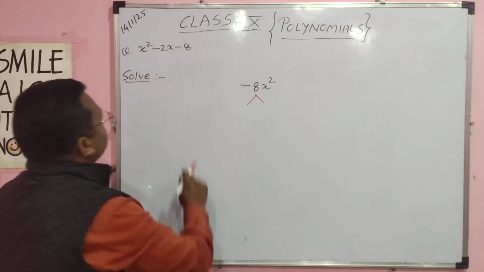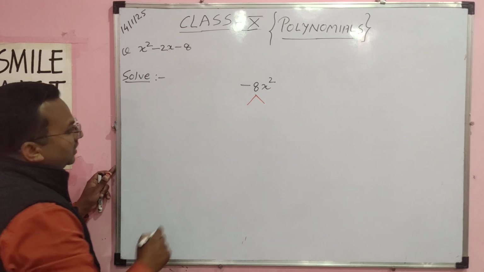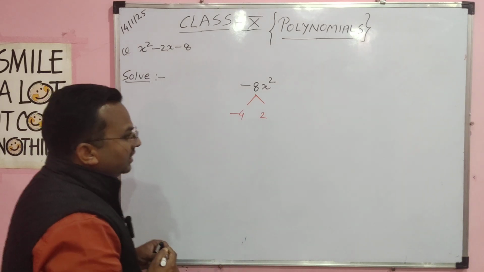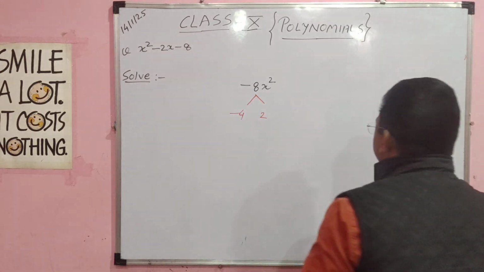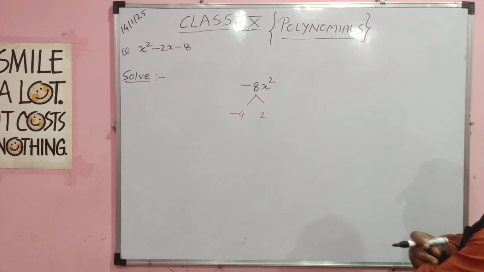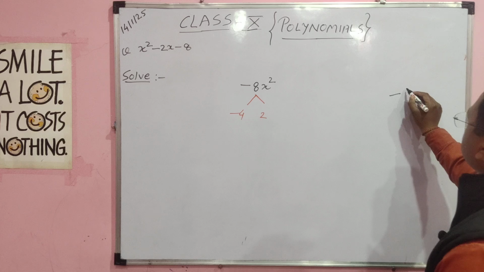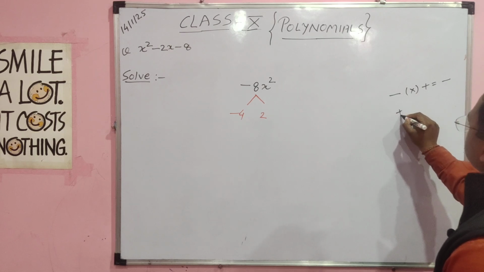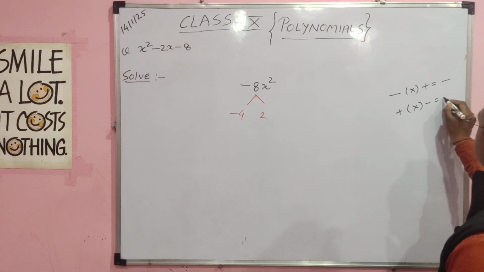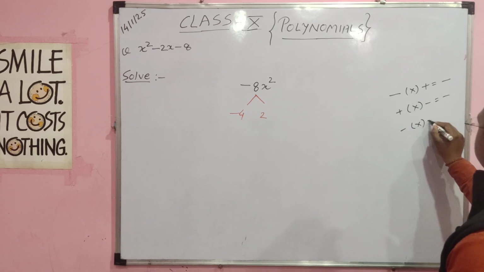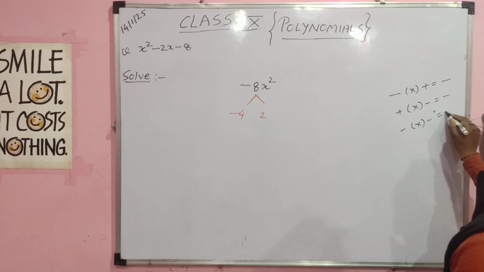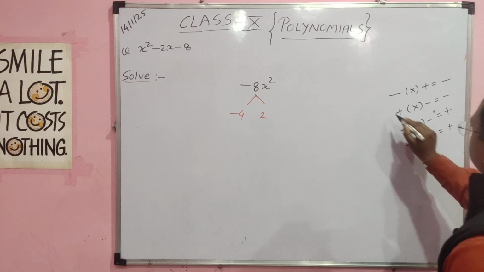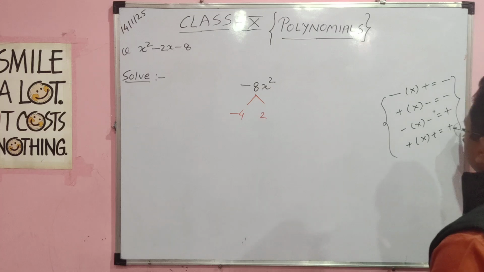So I think the two numbers here are minus 4 and 2. Understand? Some important concepts are like that: minus multiply plus equal minus, plus multiply minus equal minus, minus multiply minus equal plus, and plus multiply plus equal plus. This is the foundation of mathematics. Clear?